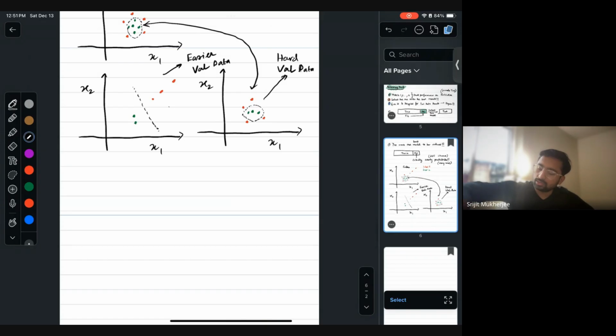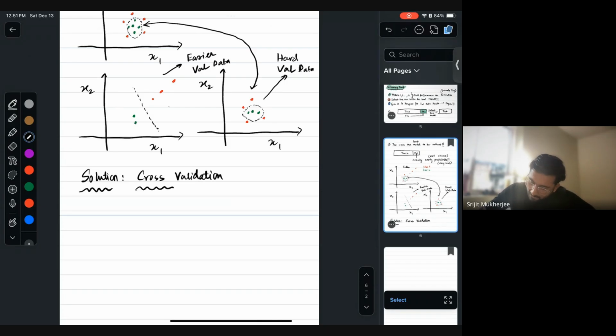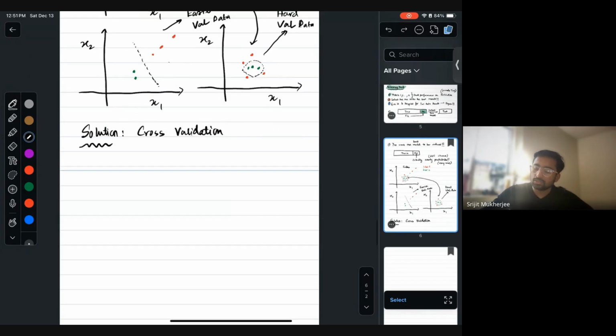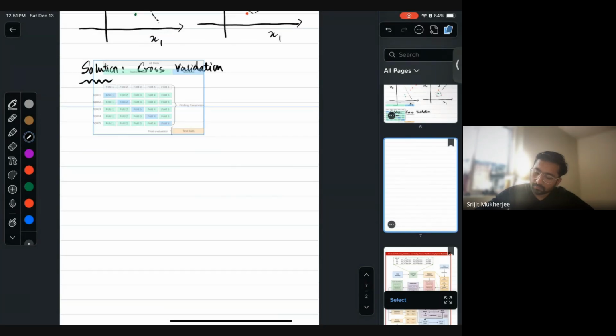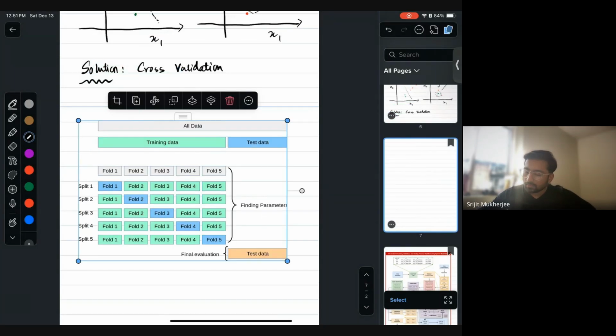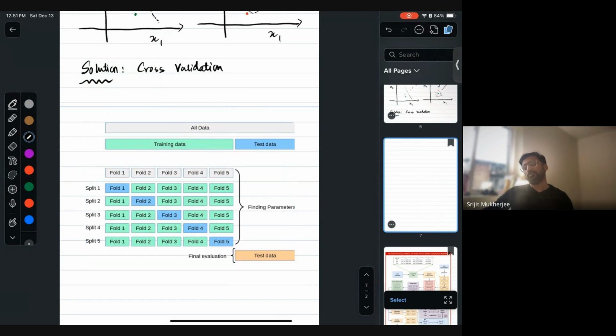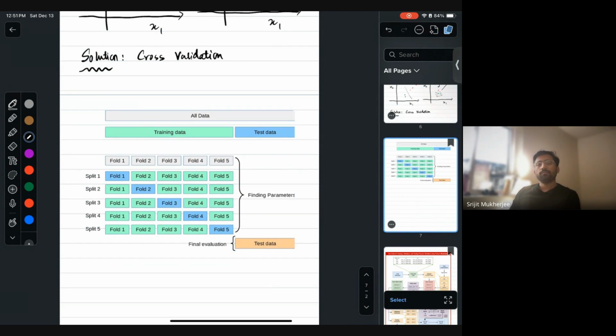So solution, what is the solution? Cross validation. So what is cross validation? Cross validation is this. Okay, cross validation is this.